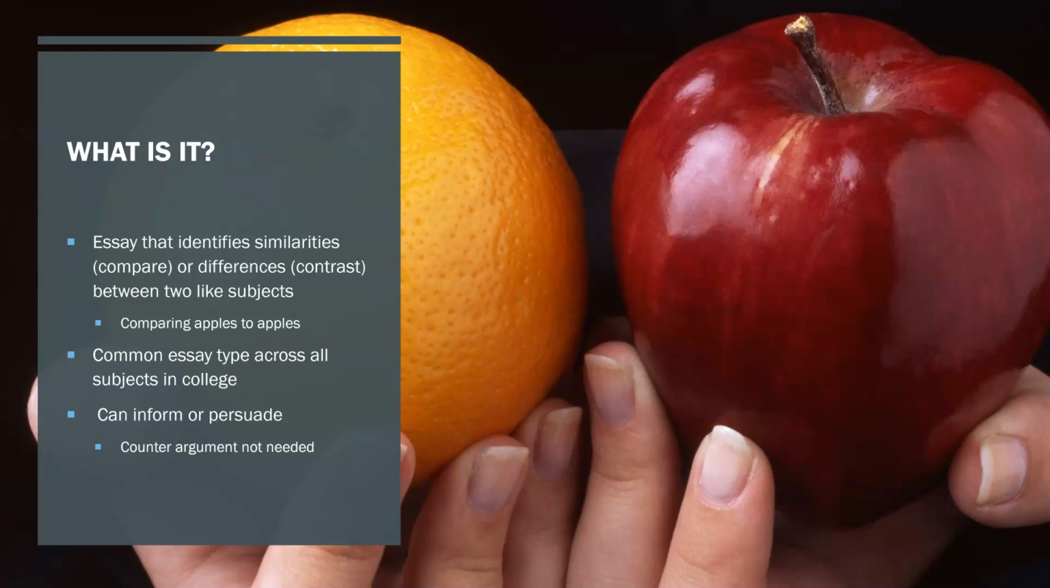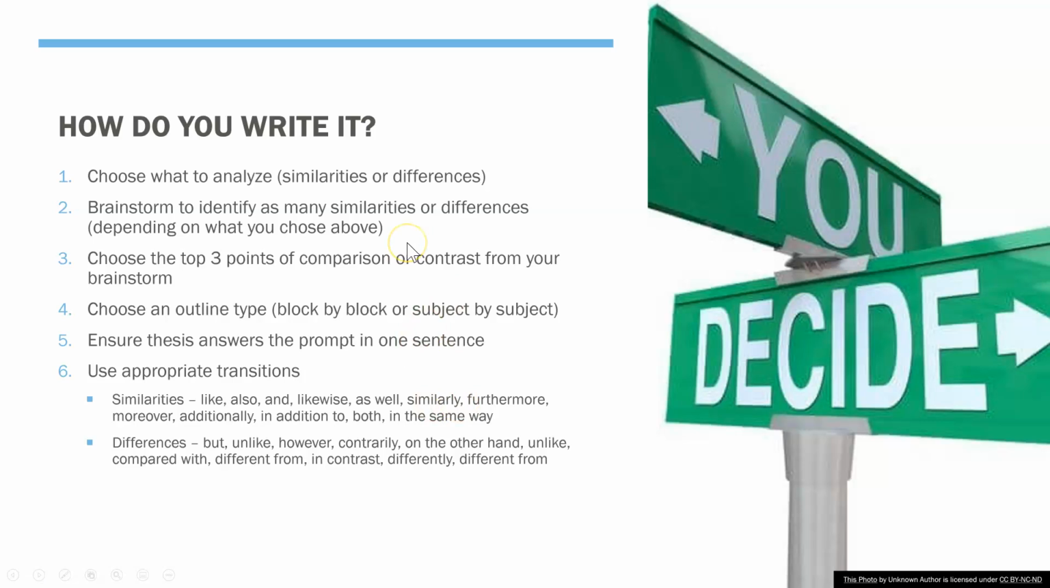In this case, you're going to be writing an informative essay, which means you're not writing a counter argument as you did for your midterm. So I repeat, there is no counter argument in a comparison and contrast essay, or at least not in the assignment that you'll be assigned this time. Write it, the 6 easy steps.